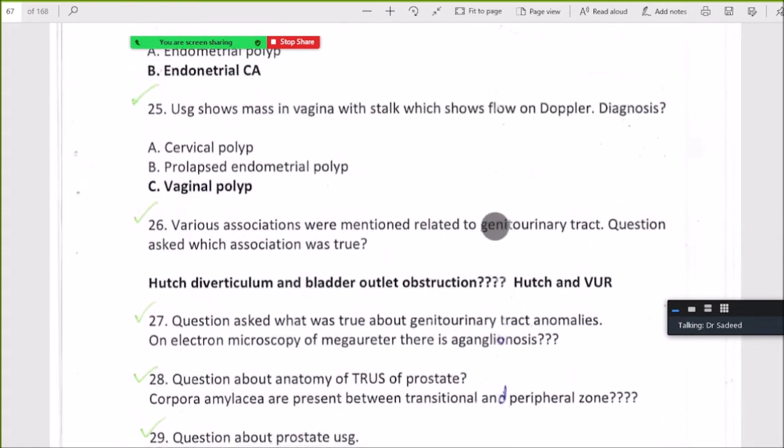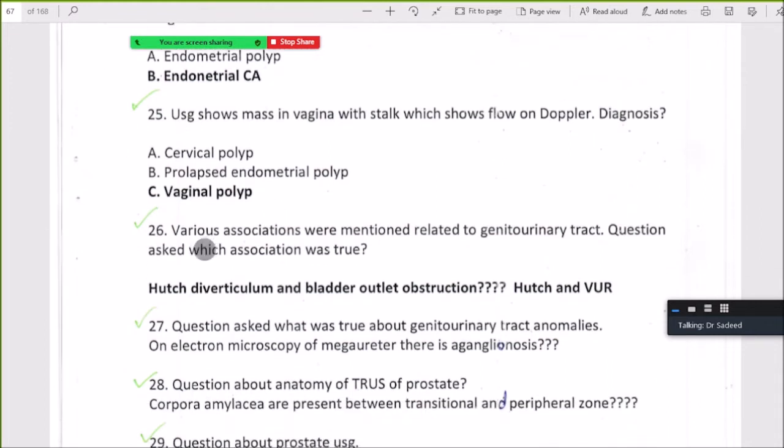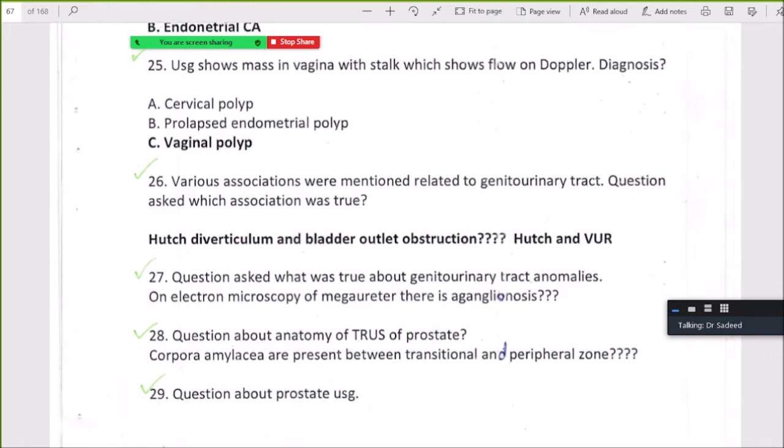25. Ultrasound shows a mass in the vagina with a stalk which shows flow on Doppler. Diagnosis: a vaginal polyp. 26. Various associations were mentioned related to the genitourinary tract. The question asked which association was true: Hutch diverticulum and bladder outlet obstruction, Hutch and VUR. 27. Which was true about genitourinary tract anomalies? On electron microscopy of megaureter, there is aganglionosis.